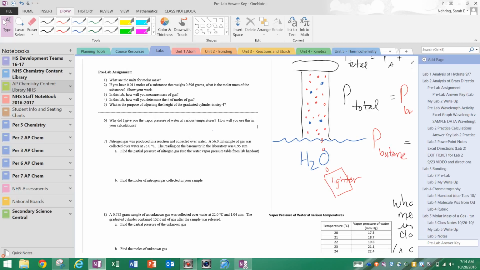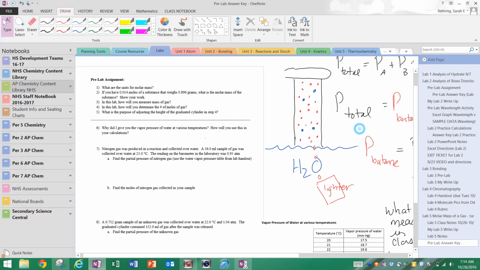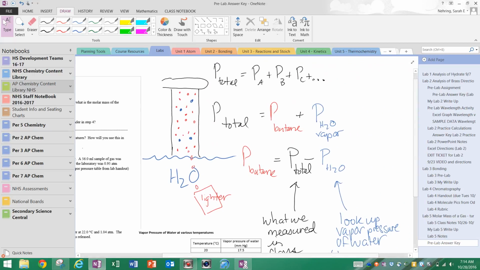Well, in this lab we were trying to collect a sample of butane gas so that we could figure out its volume and use that to calculate how many moles of gas we collected. So if you look at this picture over here on the right, we collected this sample of butane over water. So we held this lighter underwater and we bubbled it through the water up into this graduated cylinder.